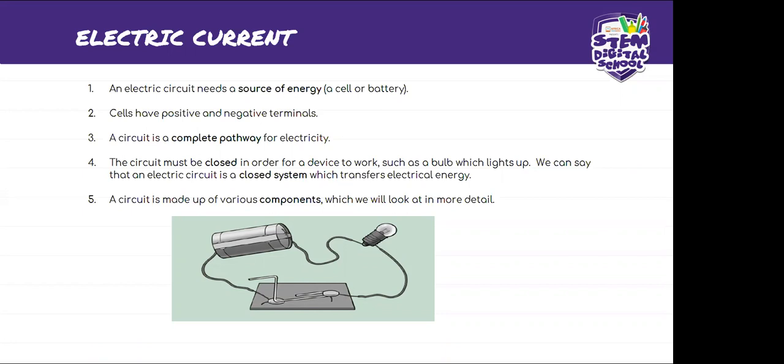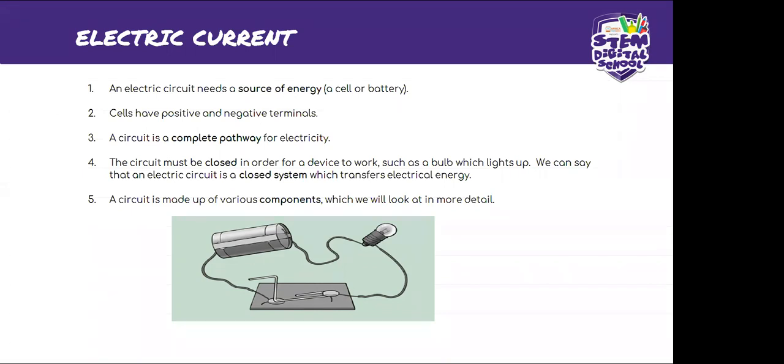So basically, when we come to circuit diagrams, we have two types of circuit. We have a closed circuit and an open circuit. So what you have here is a closed circuit. The circuit must be closed in order for a device to work. So here, if the key is on, then the bulb lights. Then it means that's a complete circuit, such as a bulb which lights up.